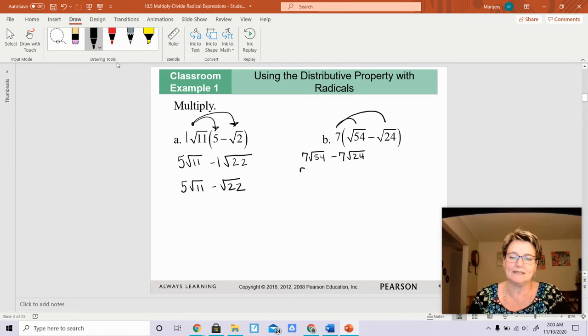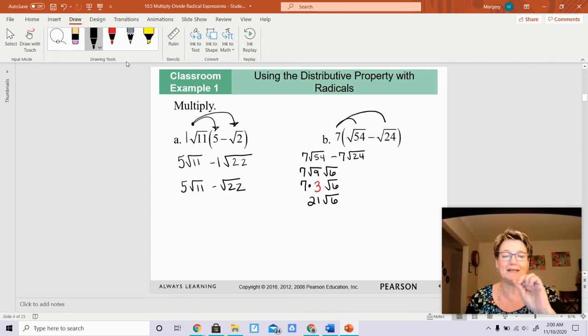Now on this one, it's going to be 7 times the square root of 9 times the square root of 6. Now I know that the square root of 9 is 3, and I can't square root the 6. 7 times 3 is 21 square roots of 6. So that one is completely simplified. Now I'm going to work on the other one.